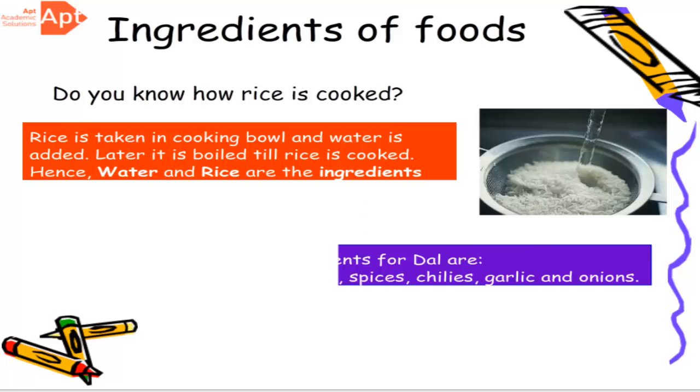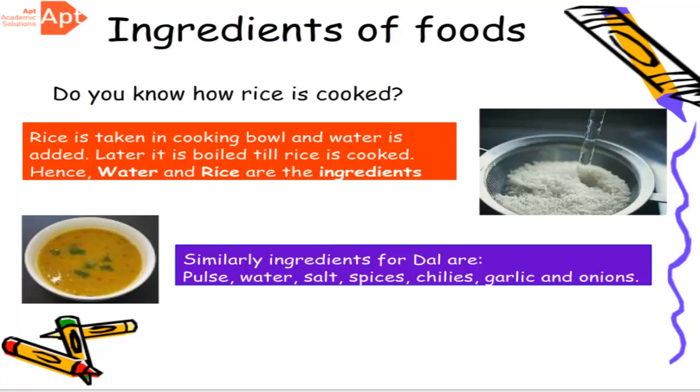Let's take another example. Let's see how our dal is prepared. How do we prepare our pulses? We take different things to get this dal ready. You take your favorite pulse. You take water, salt, different spices according to your taste, chilies, garlic, onions, some use tomatoes as well. So it all depends on the sort of taste we have, what all we want to add to it. But these are the basic things that we usually take for preparing our dal.